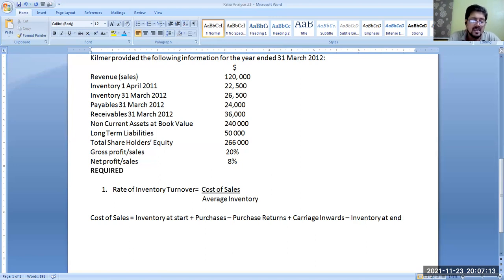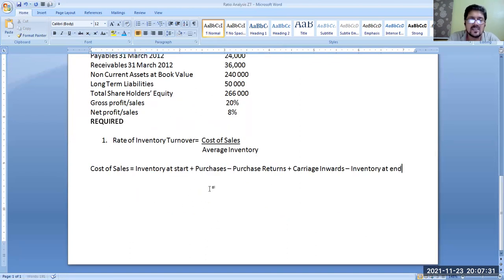120,000 multiplied by 80%, 96,000 is your cost of sales. In this question, it's very easy to calculate because you can use the profitability formula. Gross profit is 20%, which means cost is 80% of sales. So we can easily calculate it. Now we have calculated cost of sales.